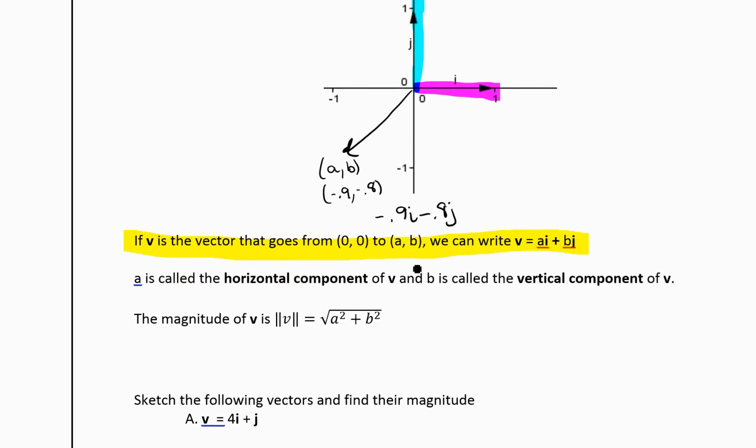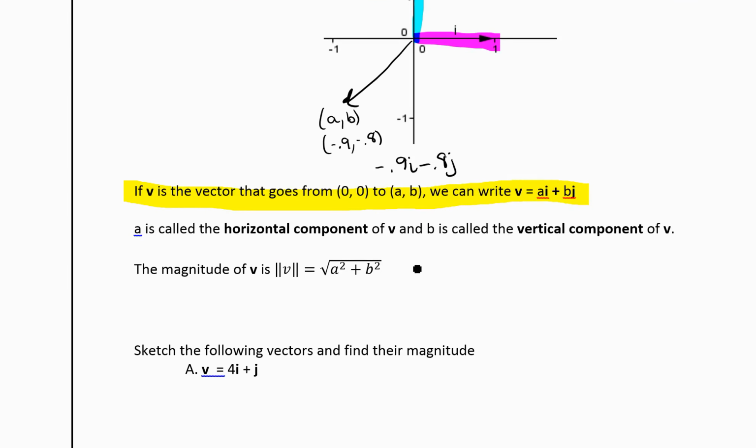And when you've got it in that form, we can find the magnitude. Now, notice the magnitude, the length, is just going to be what we've called r in polar form. So you'll notice this formula looks exactly like what we've had for r in polar form. So the magnitude is the square root of a squared plus b squared once you have it in that form.